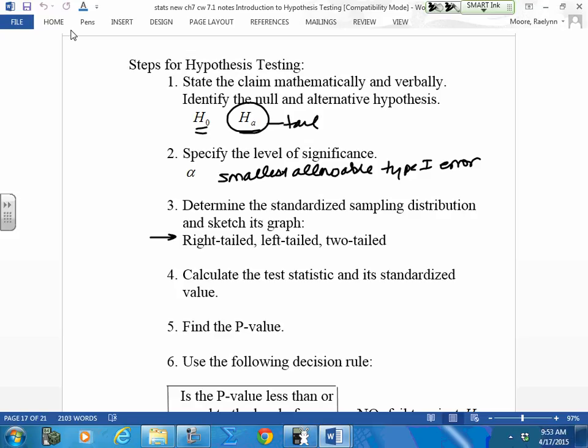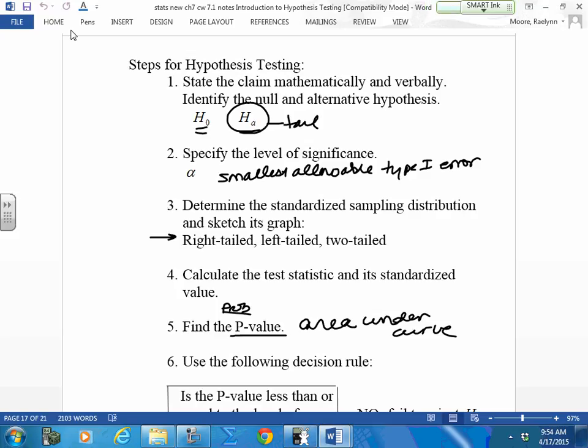We're going to determine the sampling distribution, whatever we need to do, a z-score, proportion, whatever it is we're looking at, and sketch the graph. We're going to calculate your test statistic. We're going to find the p-value. Your p-value is the area under your curve. What does P stand for? Probability. Good. Probability value is the area under your curve.